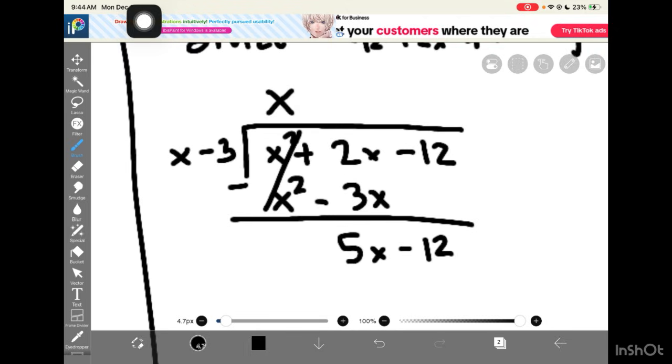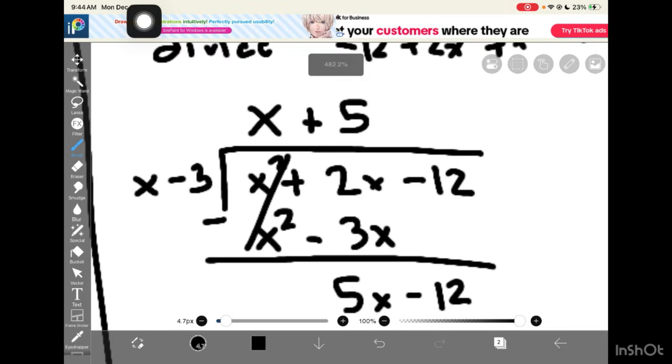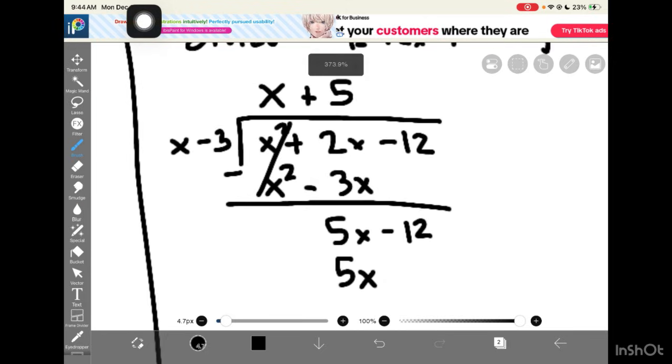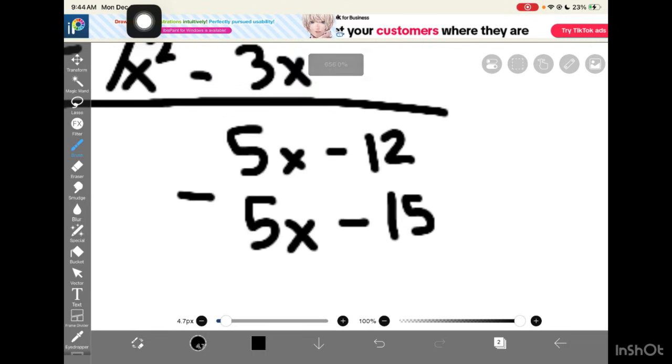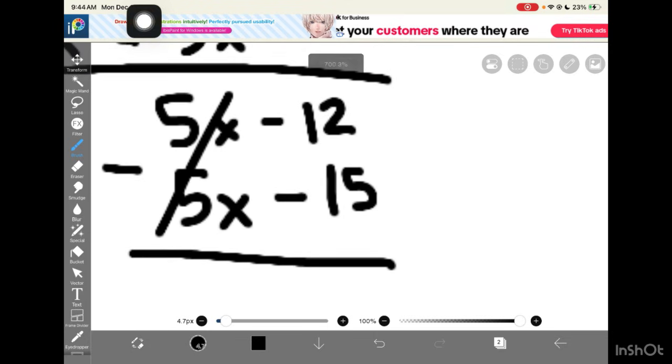So 5x divided by x is just 5. 5 times x is 5x. 5 times negative 3 is negative 15. Subtract. 5x minus 5x is equal to 0, so cancel. Negative 12 minus negative 15 is the same as negative 12 plus 15.